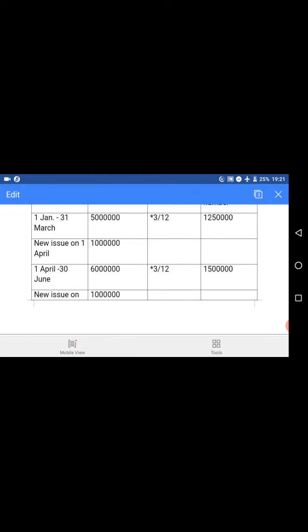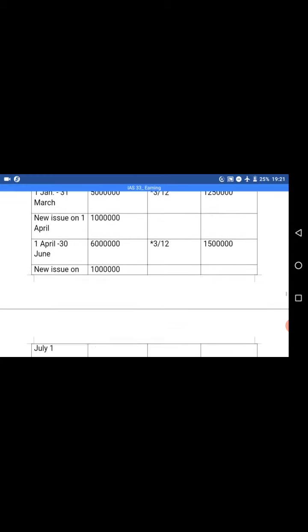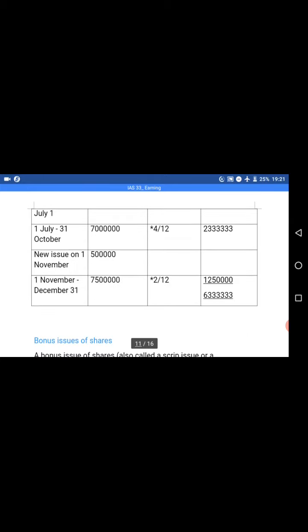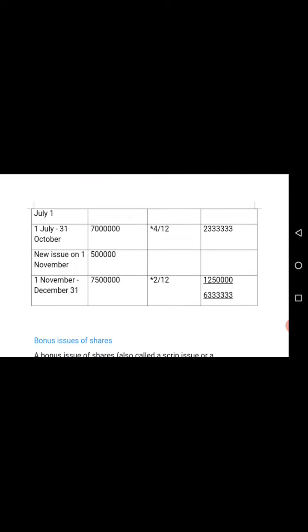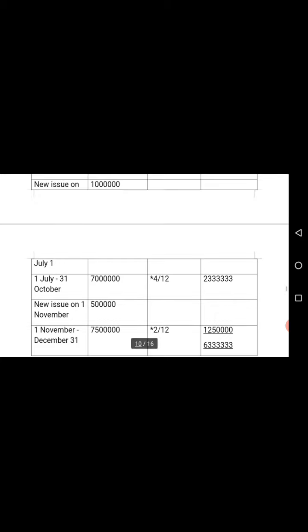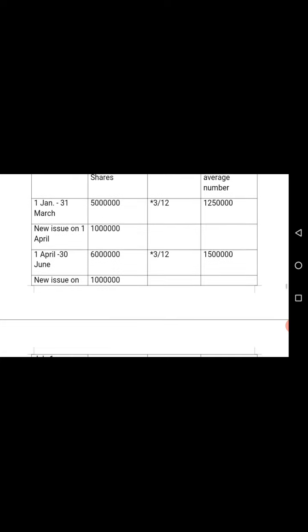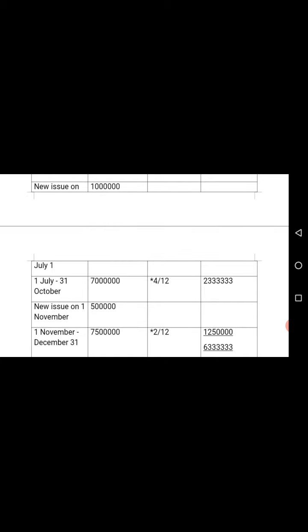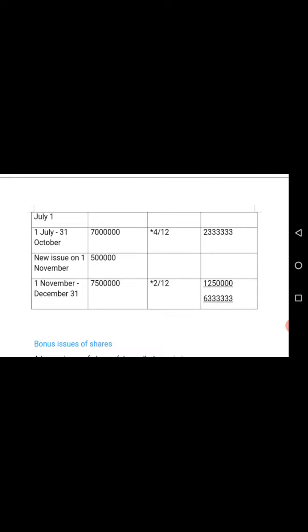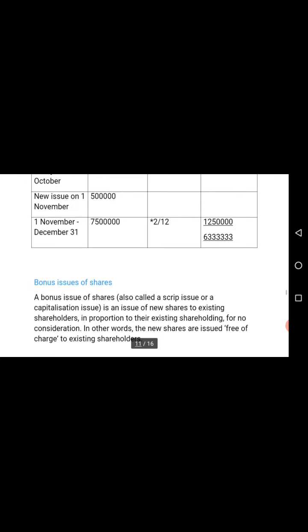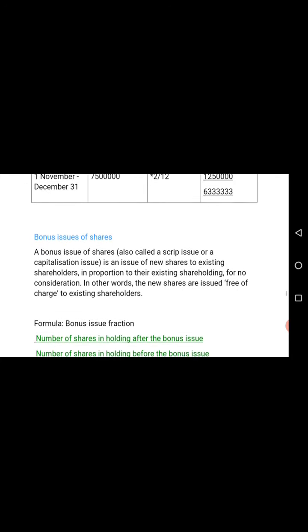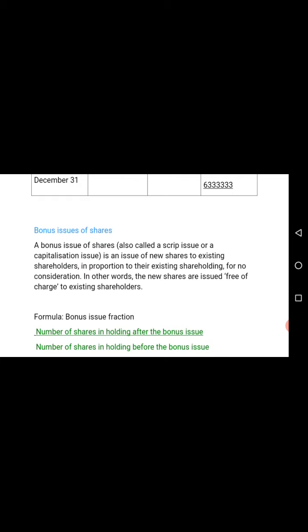Now the calculations are here. We have 6.3 million shares as the total after adding each. Now we will notice that the months must have a total of 12 months irrespective. So we have 3 months for the first one, 3 months for the second one. Total is 6 plus 4, we have 10 plus 2, that's 12 months in total. So it must be complete there. And we move over to bonus issues of shares.